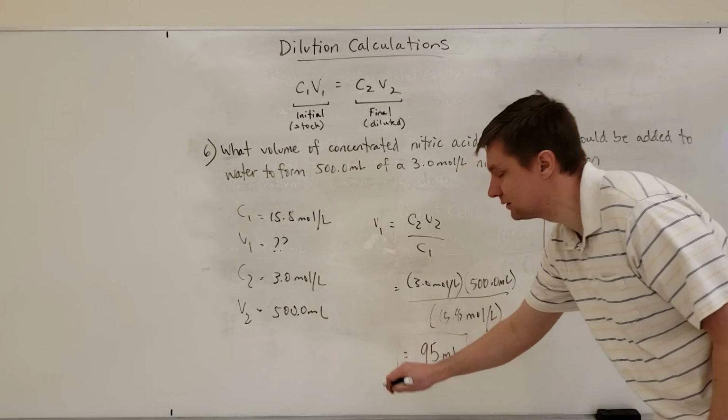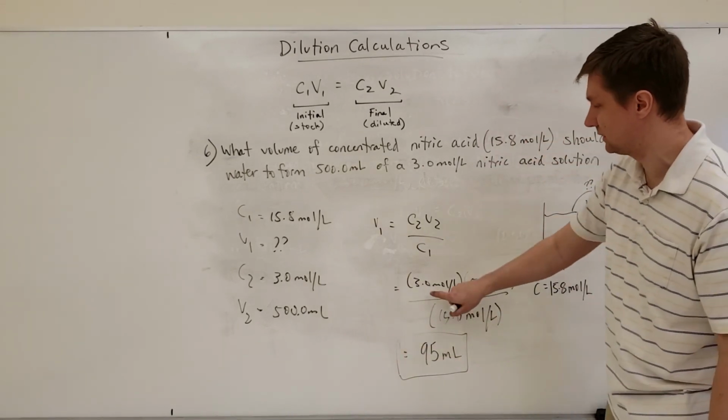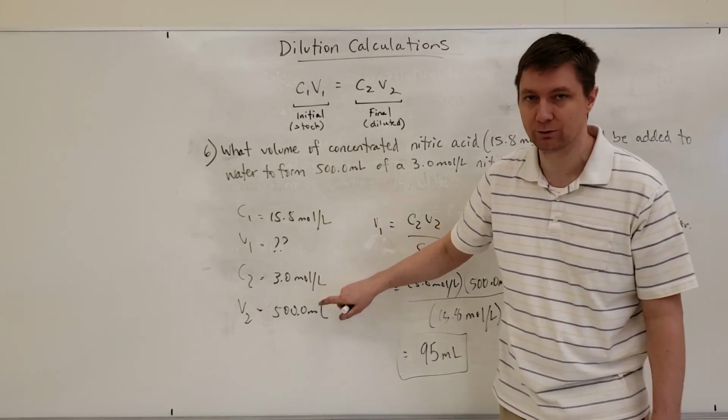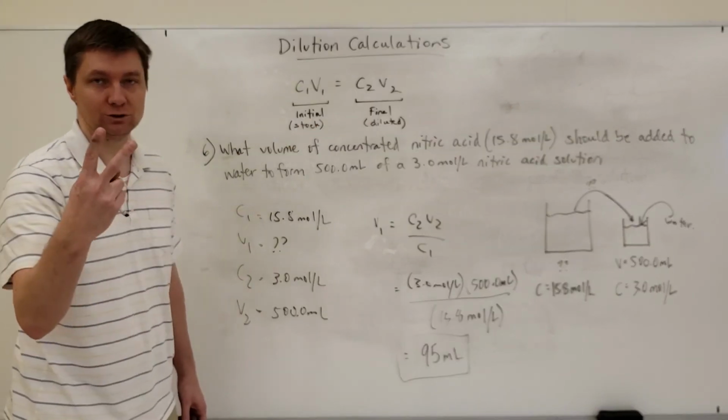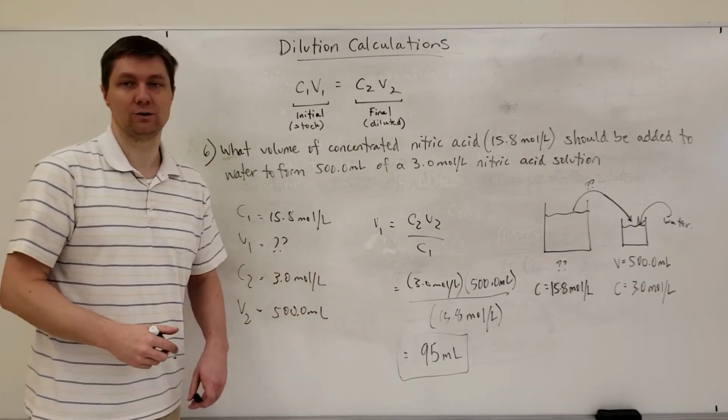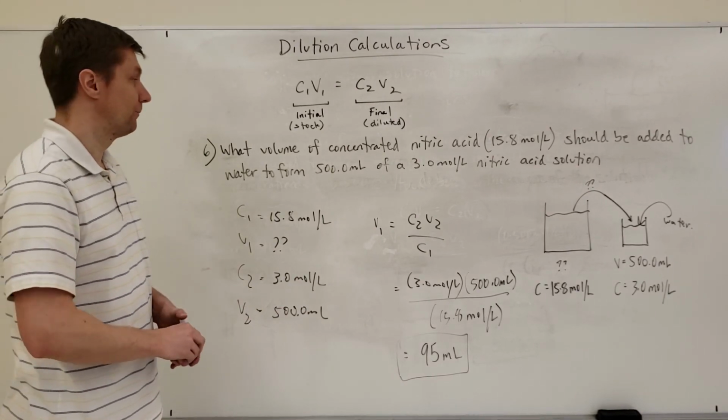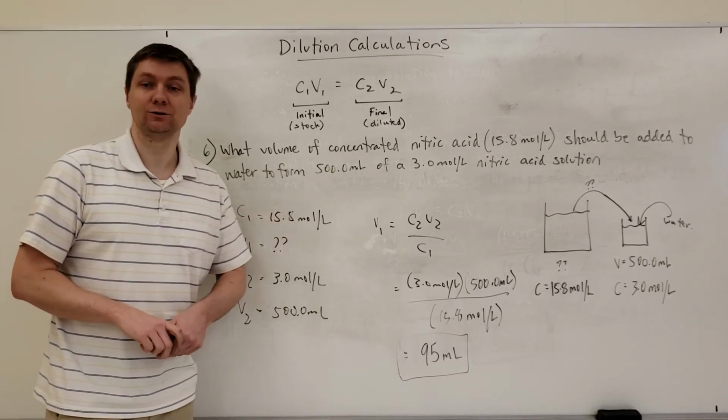My answer is written to 2 significant digits because this number right here, 3.0 moles per liter, is the number that has the least number of significant digits in it, which is just 2. So my answer is written to 2 sig digs. And so that's it, guys. That's how you do dilution calculations.